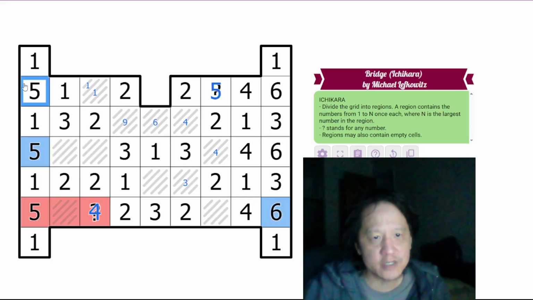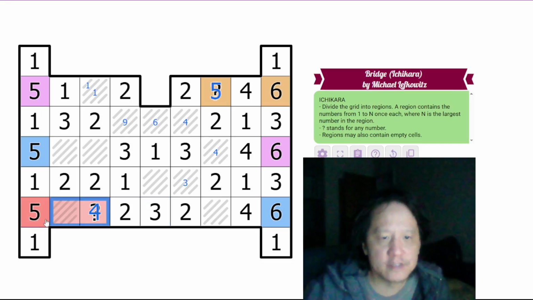This 6 must connect to the one here. We'll mark them both as pink. And then this 5, I guess, the problem is this can't block this way, because then again it blocks here. So this must connect to here. Okay.